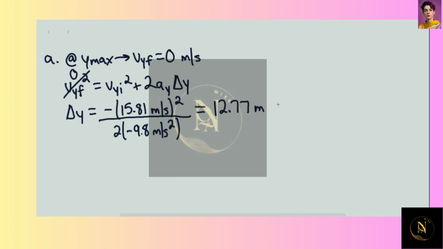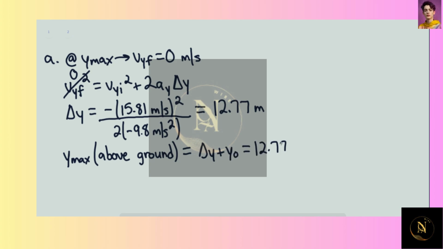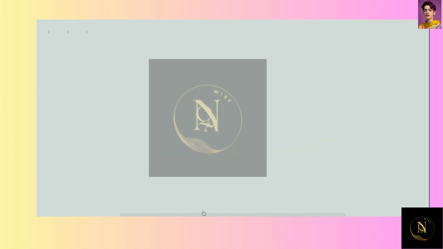So we can say that the maximum height, y max, above ground, would be equal to delta y plus our y initial previously. So this would be 12.77 meters plus 114.7 meters. This is giving us approximately 128 meters. This would be our answer for part A. For part B, we can find the time in the air.